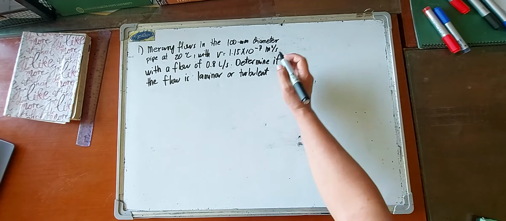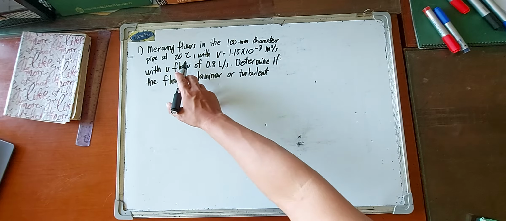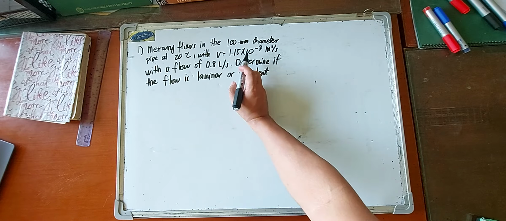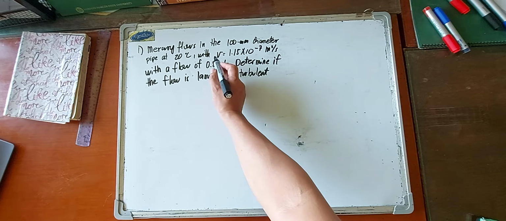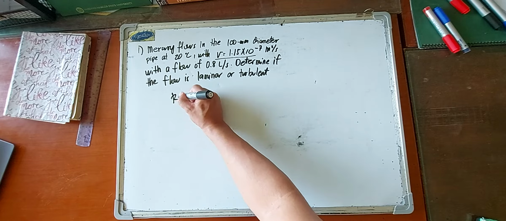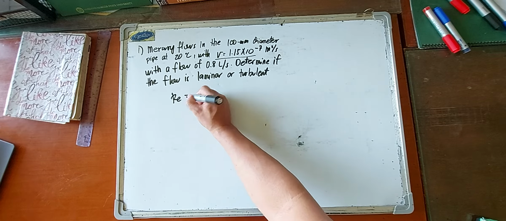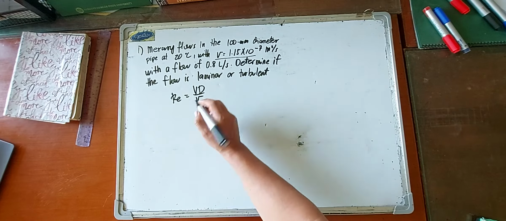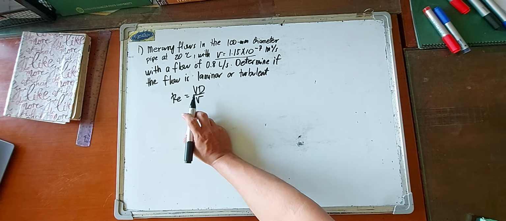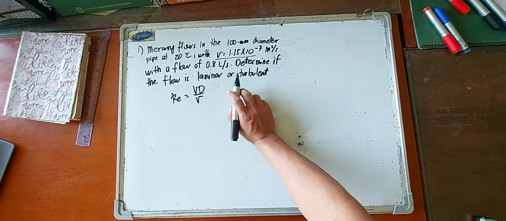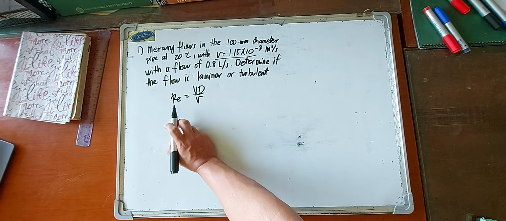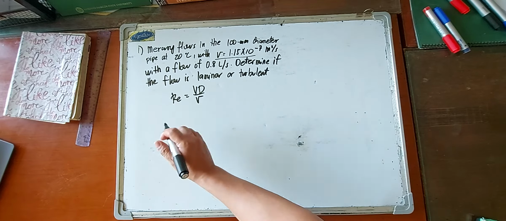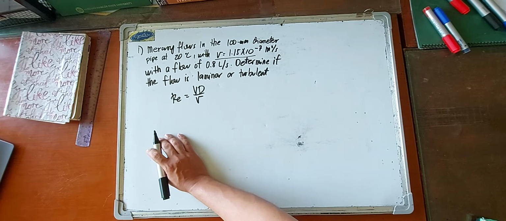So the kinematic viscosity of mercury at 20 degrees Celsius is equal to 1.15 times 10 raised to negative 7 square meters per second. And the Reynolds number, in terms of kinematic viscosity, is equal to velocity times diameter divided by the kinematic viscosity. So to determine whether the flow is laminar or turbulent, we need to know the Reynolds number. If it's less than 2,000, that is laminar. If it's greater than 2,000, that is turbulent.